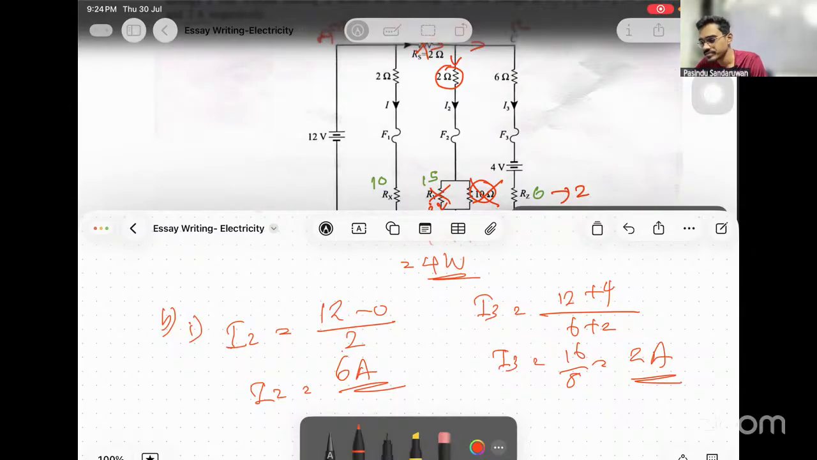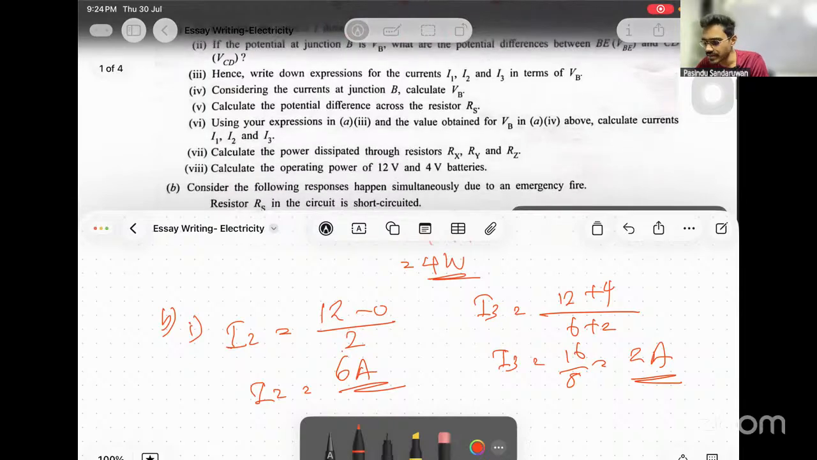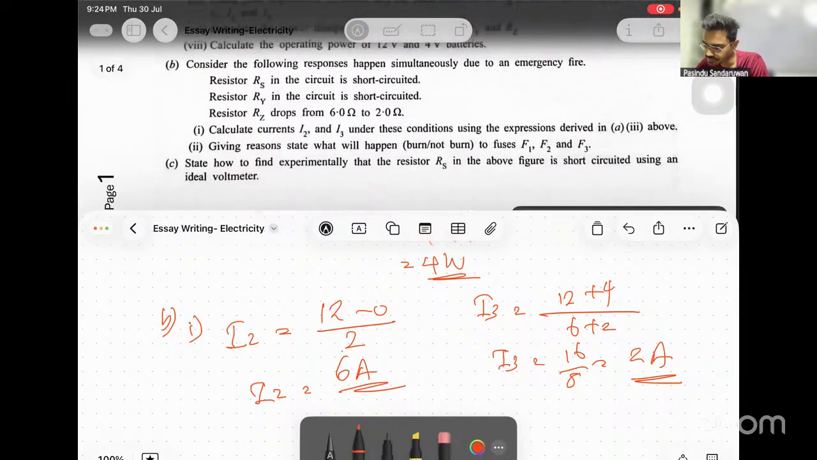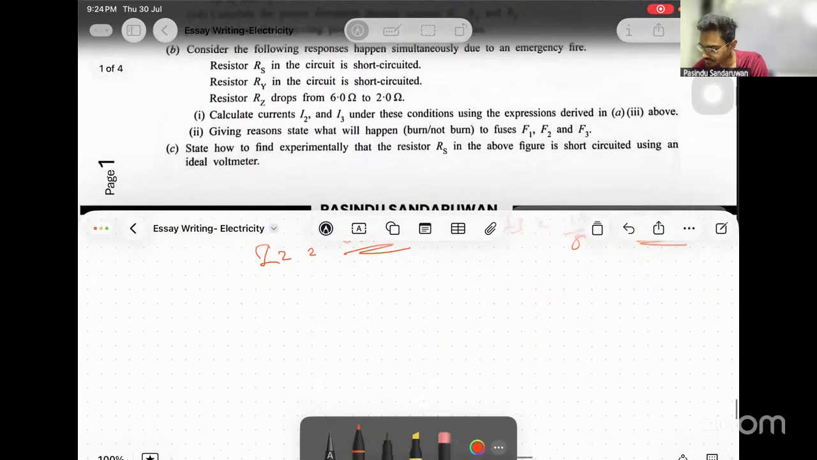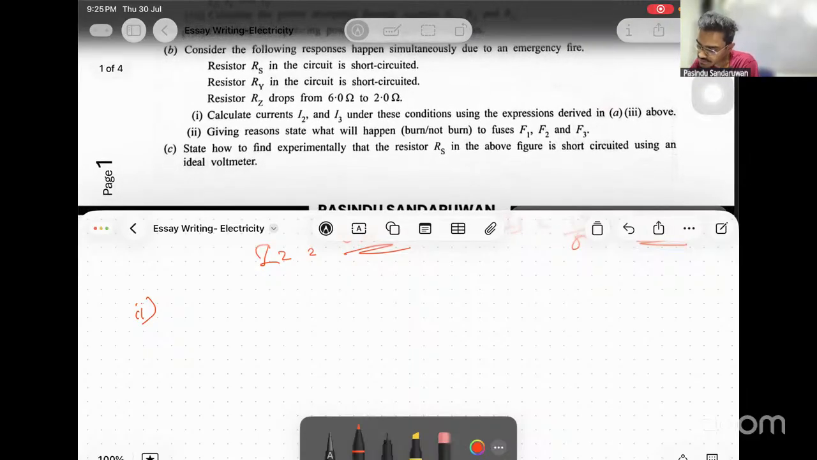Right? Different conditions are given. Repeat the same calculation under those conditions. Part 2: giving reasons, state what will happen. Will the fuses F1, F2, and F3 burn or not burn?